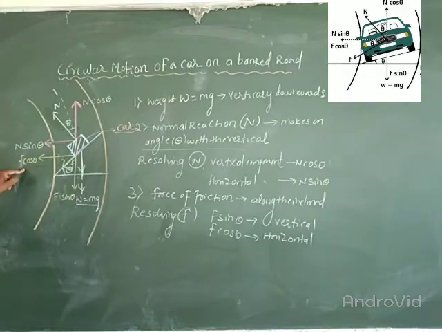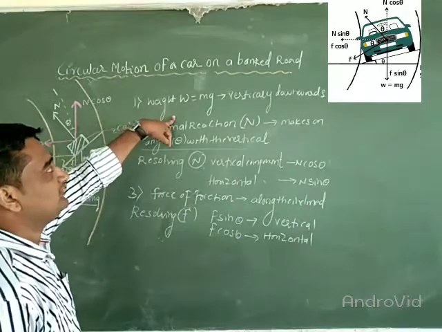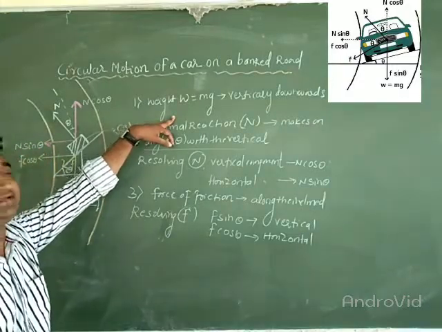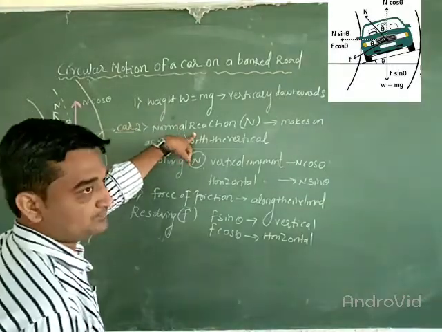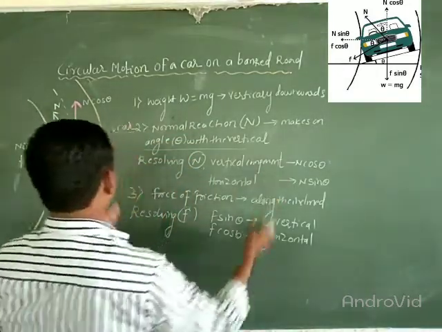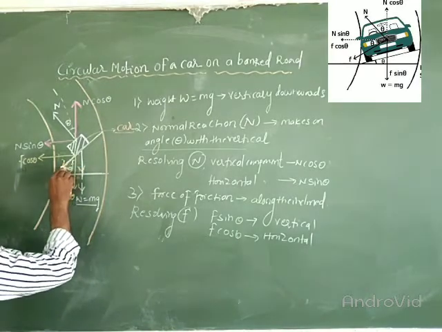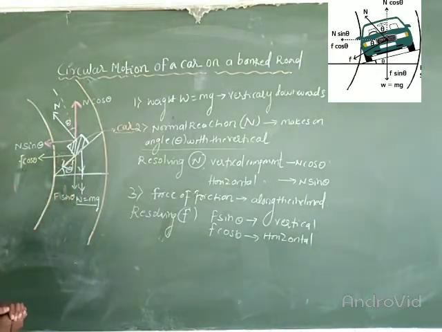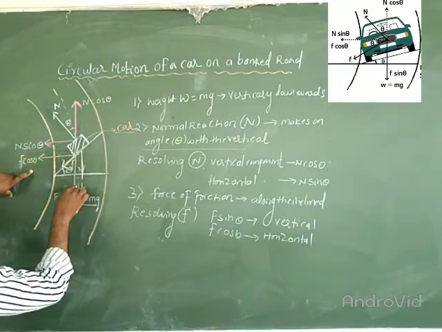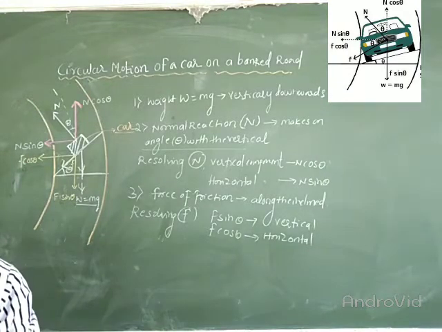So we have resolved all the forces acting on the car. First, the weight of the car, mg, vertically downward. Normal reaction N makes an angle theta with the vertical; its vertical component is N cos theta and horizontal component is N sin theta. The force of friction acts along the inclined path in the downward direction; its vertical component is F sin theta and horizontal component is F cos theta.